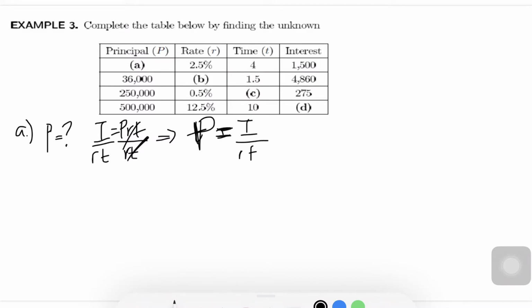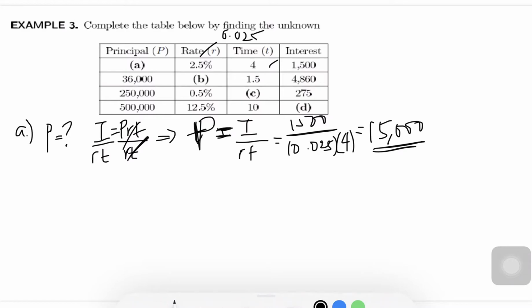Then substitute. Your interest is 1,500. Your rate is 2.5%, divide that by 100. What is that equal to? 0.025. So 0.025 times time, 4 years. So what is that equal to? So the principal amount is 15,000.